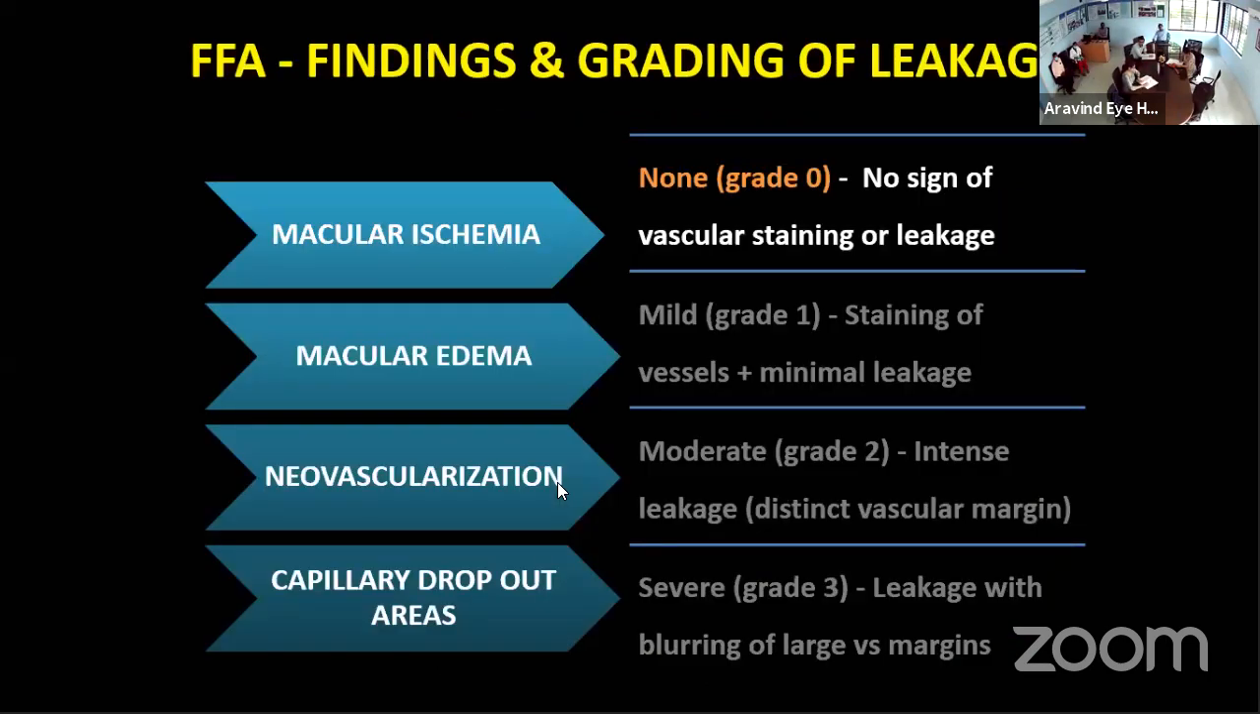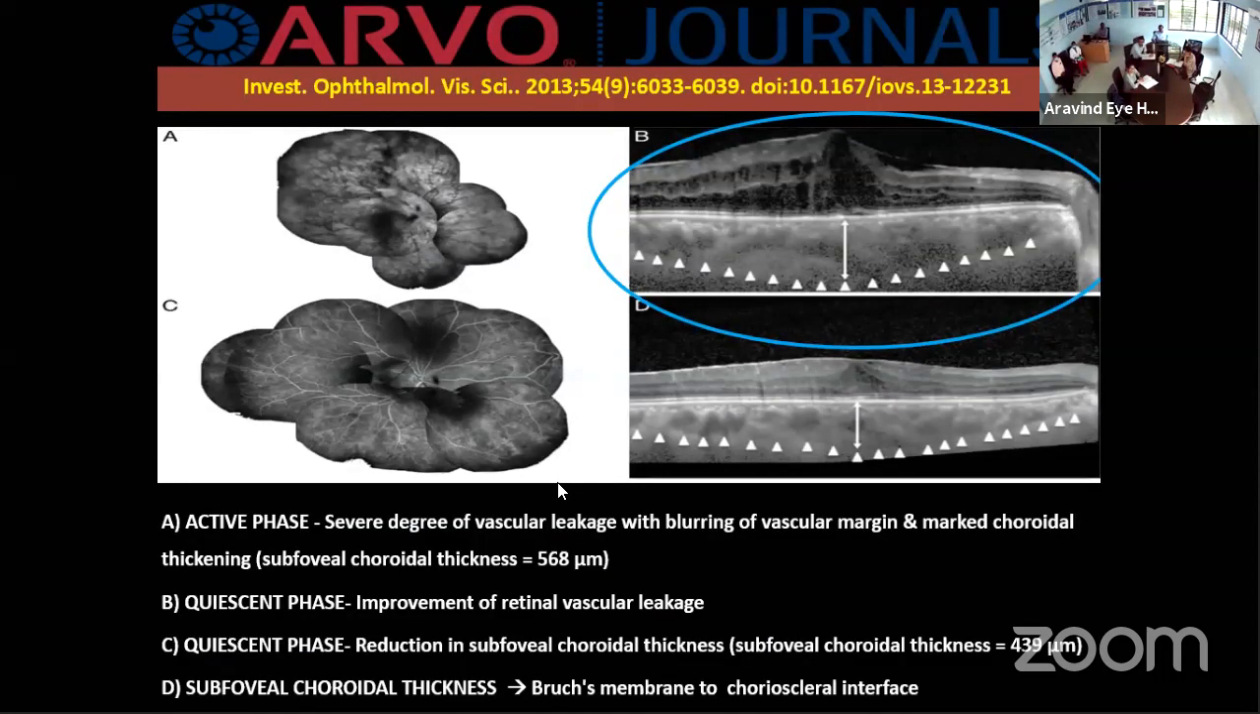So a lot of people have graded the FFA findings and the leakage into different grades. Of course, you may think that it is for the level of fellows, but we need to keep it in mind. So when there is grade 0, there is no sign of vascular staining or leakage. Grade 1, there is staining of the vessels with minimal leakage. Grade 2, there is intense leakage with distinct vascular margin. Grade 3, there is leakage with blurring of the vascular margin. So these are the FFA findings. Of course, the ischemia can lead on to edema, neovascularization, and multiple CNP areas.